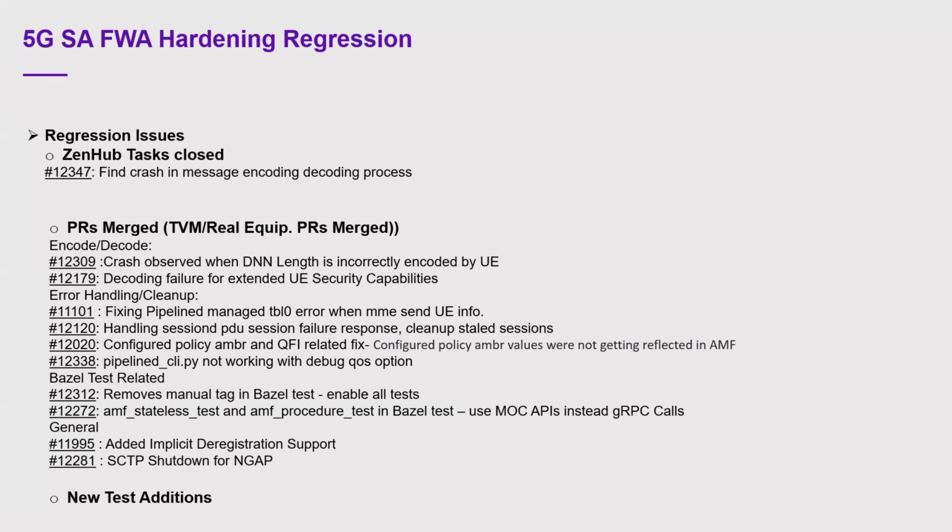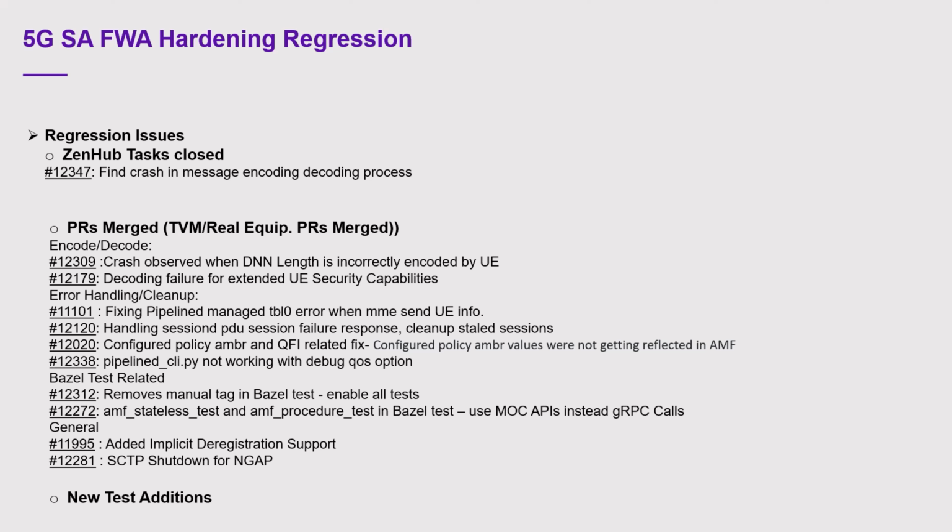So that's fixed. The handling of session PDU, and this is a cleanup of a stale session, is handled properly now. And the next one is related to configuring the policy AMBR QoS value. This is basically the issue related to configuration, and it was not getting reflected in the AMF. And there's just some debug option related issue fix in that Python file.